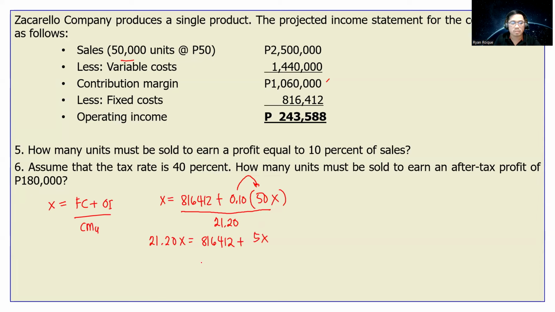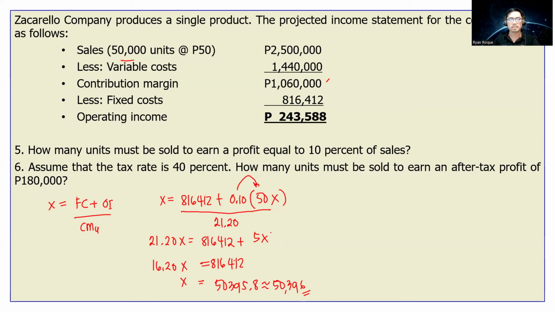So when you now combine the items with x, that would be 16.20x equals 816,412. So x this time is equal to how many units? That's 50,395.8. But we have to round up. That's 50,396 units. You should be selling 50,396 units if you want to achieve a profit that is 10% of your sales.